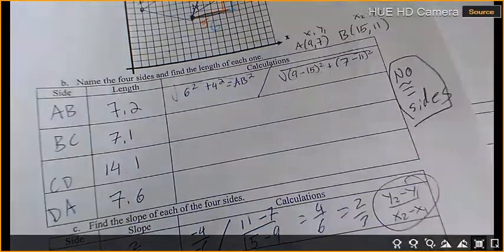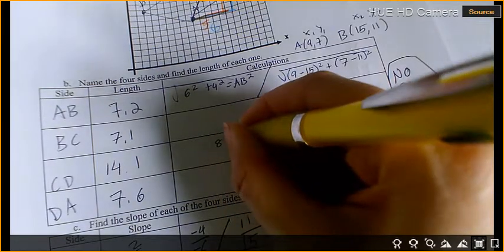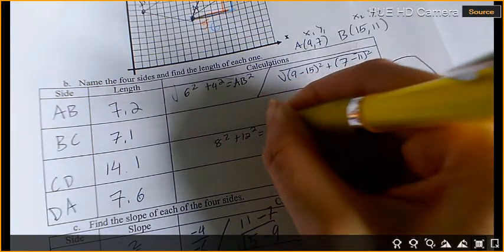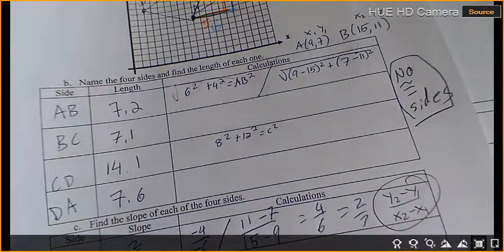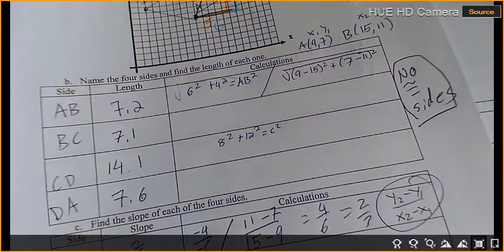Okay? 14.1, I did. 8 squared plus 12 squared equals C squared. Shh. I'm not sure why we're all talking at once. I'm going to wait. I'm going to wait. We're wasting time.